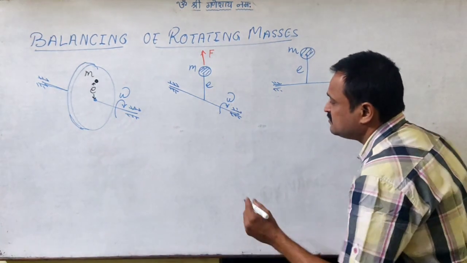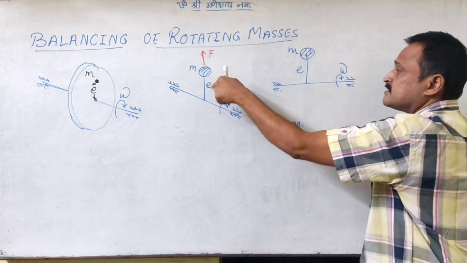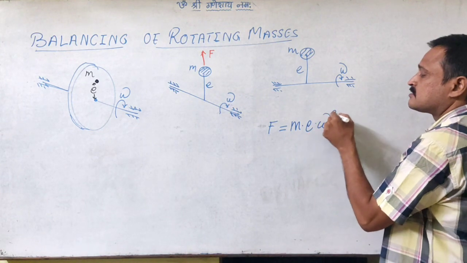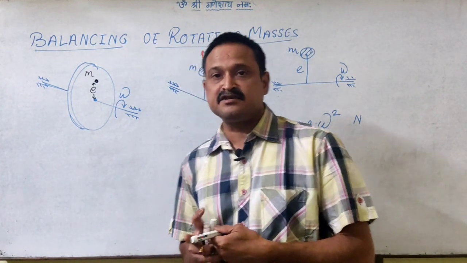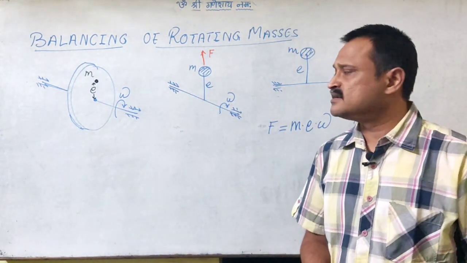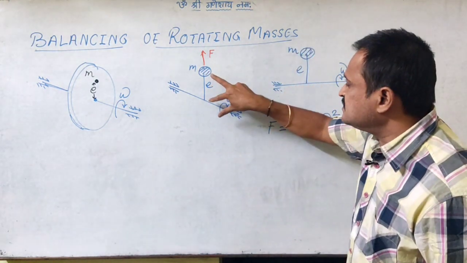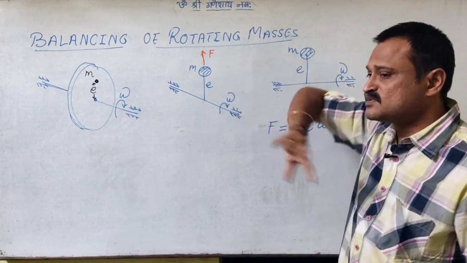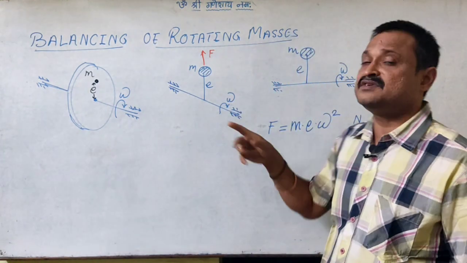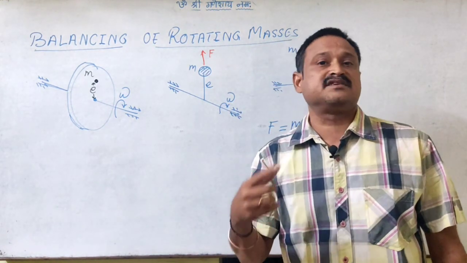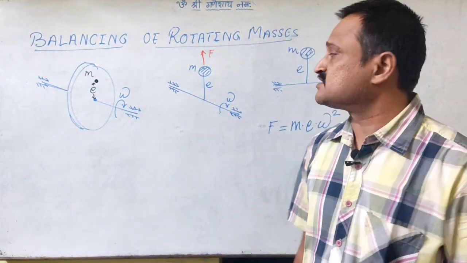So what will be the magnitude of this force? This will be the mass, radius of rotation, omega square. So this will be the magnitude of this force which will get introduced when the system is running. Now you can see that when it is rotating, this force is continuously changing its direction. So this is a dynamic force which is continuously changing with respect to time, and hence it is creating the dynamic unbalance in the system.